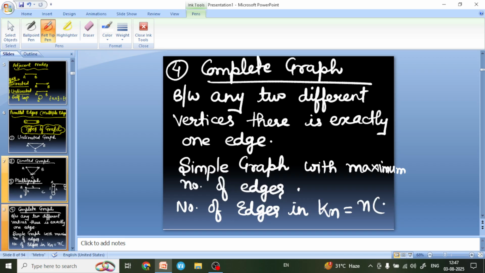is n(n minus 1)/2, and the degree of a complete graph, or you can say each vertex of a complete graph, can be calculated by n minus 1.